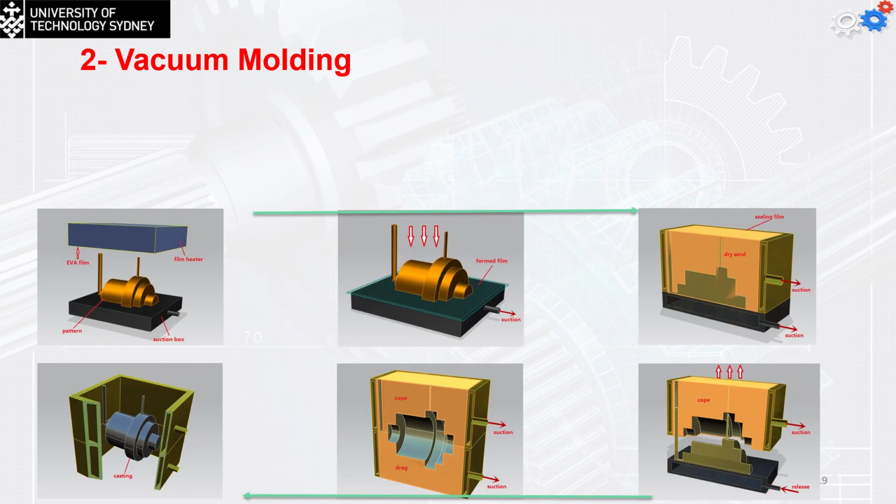There is a term which is called vacuum molding. It's considered to be a quite new technology if we consider the long length of the casting processes, which is something like just 30 or 40 years old in this case. So you can see that we are going to have the film heater, we're going to have the EVA film, we are going to put the sand in the box, the pattern, the part.